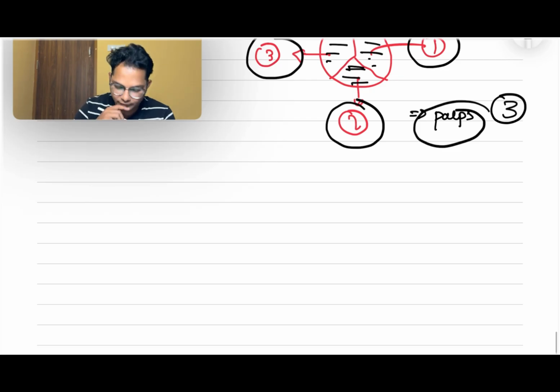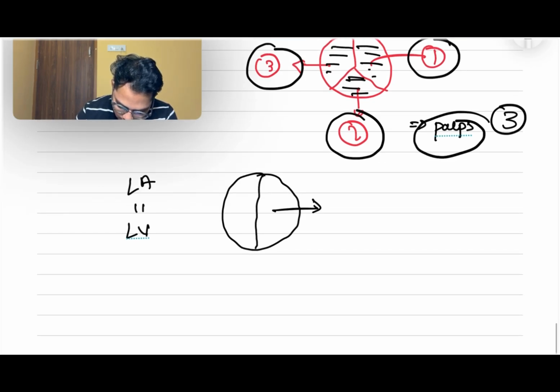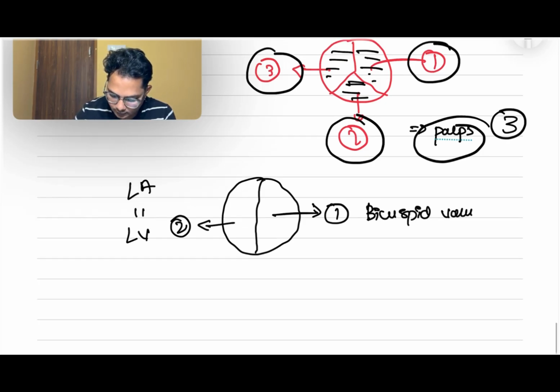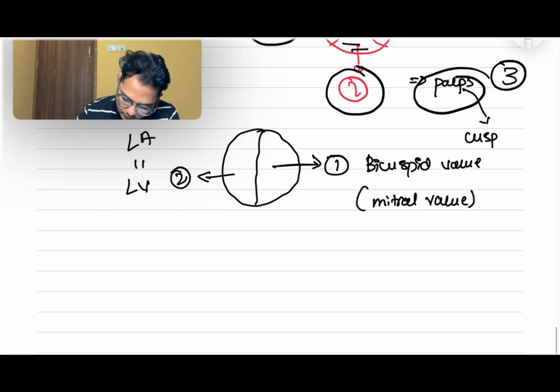And now the same way it goes from the left auricle to the left ventricle, right? So when you learn about left auricle to left ventricle, let me draw it again. There will be a bicuspid valve. This is one and this is two. So this is the bicuspid valve, also called the mitral valve. This can also be called valves, and also can be called cusps. Okay, this is called cusps.